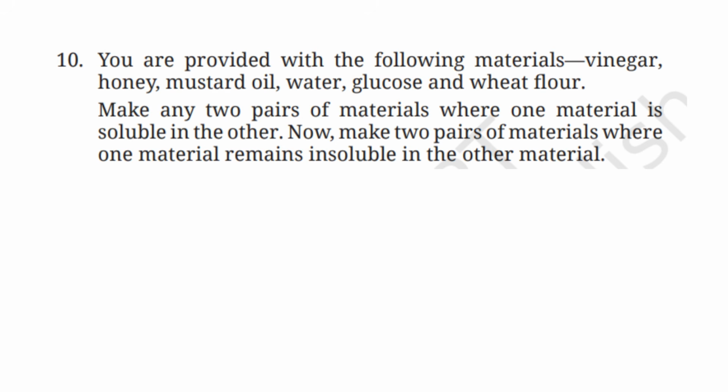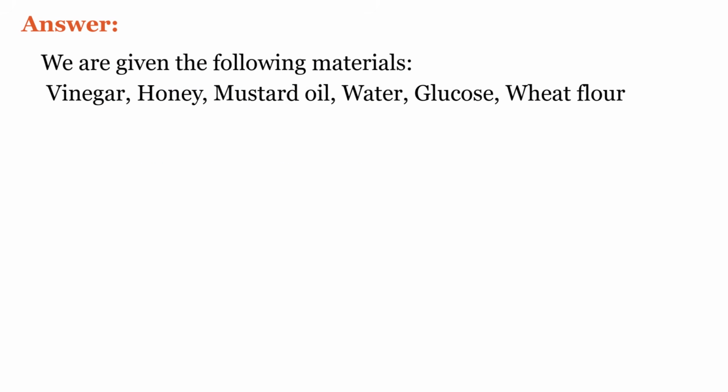Question number 10. You are provided with the following materials: vinegar, honey, mustard oil, water, glucose, and wheat flour. Make any two pairs of materials where one material is soluble in the other. Now make two pairs of materials where one material remains insoluble in the other material. So we are given the following materials: vinegar, honey, mustard oil, water, glucose, and wheat flour.